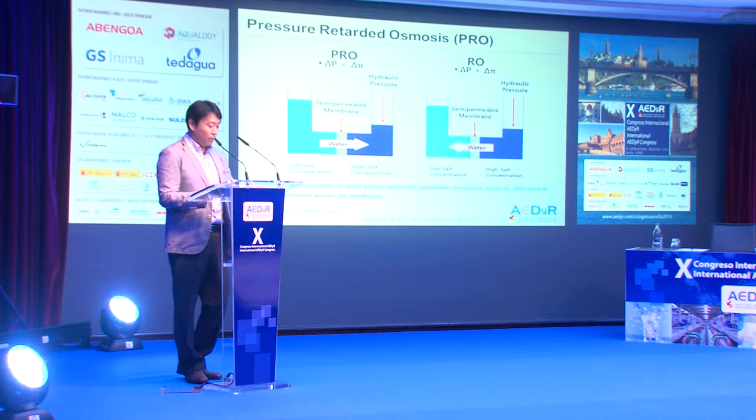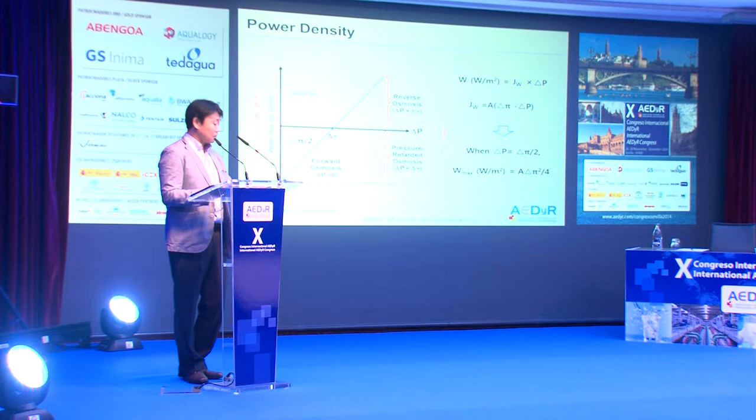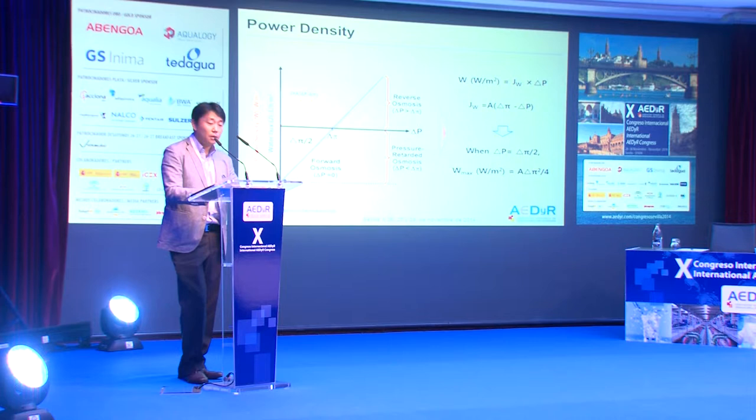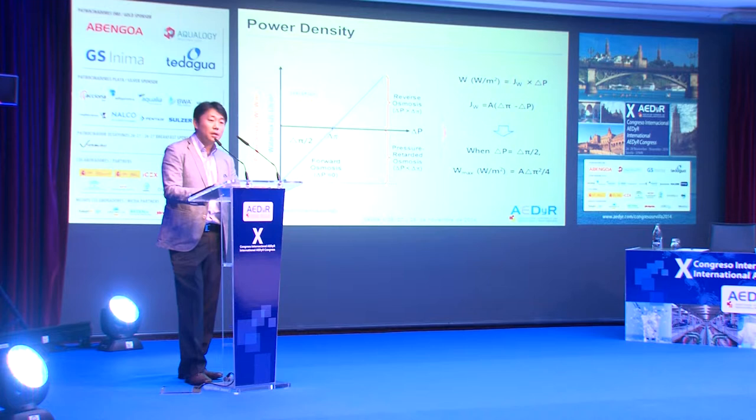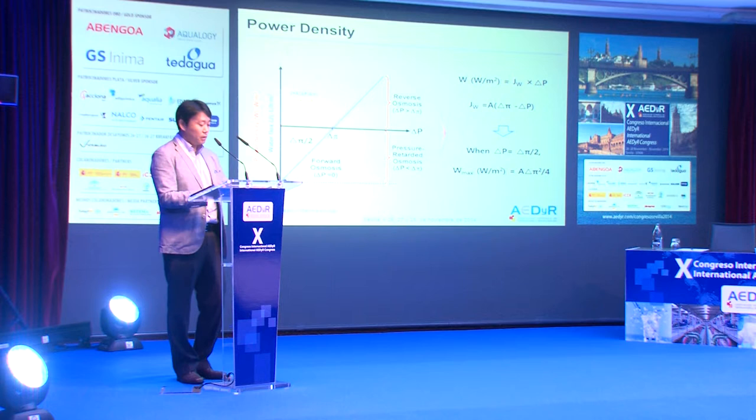The power from the PRO process can be represented as power per membrane area. This figure shows the relationship between osmotic pressure and water flux when using the same semi-permeable membrane. When the applied pressure is increased, water flux is decreased in PRO mode. Based on this equation, we can predict the maximum power density when the applied pressure is half of the osmotic pressure on a PRO membrane.